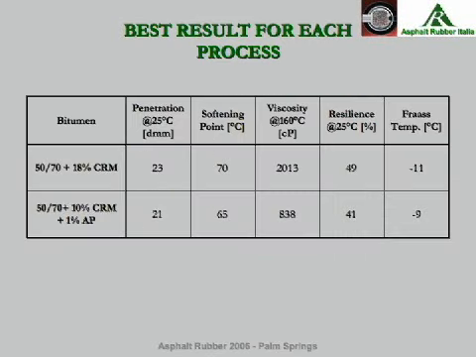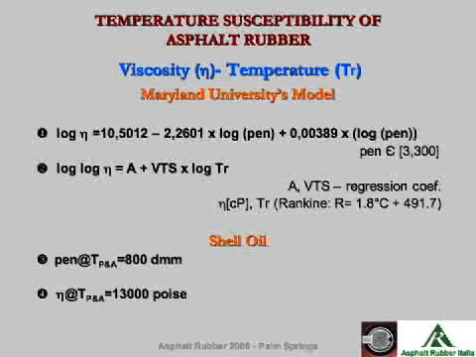Now coming back to what was the purpose of this study, we chose the best result for each process, asphalt rubber and terminal blend. This was the optimum result, considering that we didn't want to have a very high viscosity. And we can see that we have better resilience, better fraass, bigger softening points. And the amazing thing is that we even have higher penetration. And this is a terminal blend.